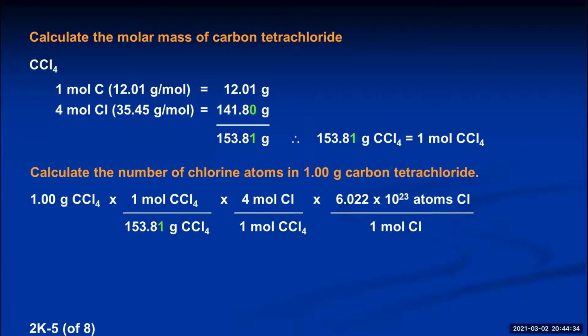Okay, the first number in the whole problem has 3 significant figures. The molar mass and Avogadro's number have 4 significant figures, so the answer will get rounded to 3 significant figures, and I get 1.57 times 10 to the 22nd atoms of chlorine. Okay.